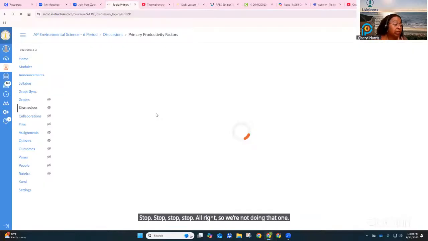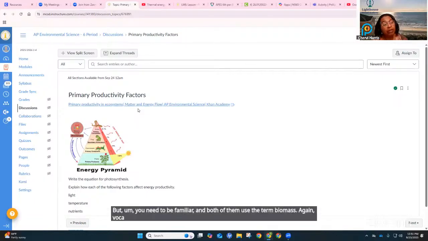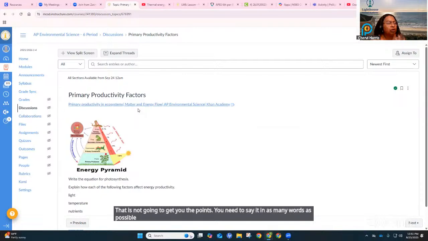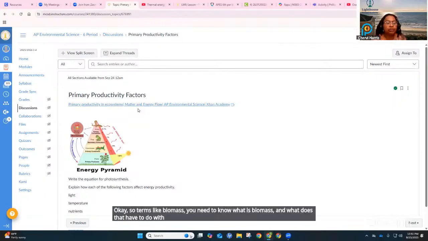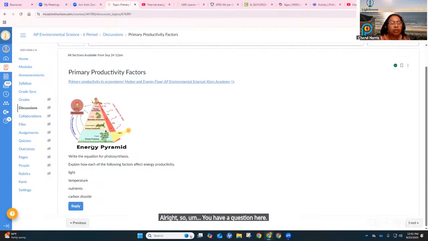All right. That one was slightly more complicated than the first one, but you need to be familiar, and both of them use the term biomass. Again, vocabulary. I was looking at some of the FRQs. Folks, some of you condense it into as few words as possible. That is not going to get you the points. You need to say it in as many words as possible, using all the vocabulary that you can. Terms like biomass: you need to know what biomass is and what that has to do with energy. All right, so you have a question here where we are looking at the energy pyramid.